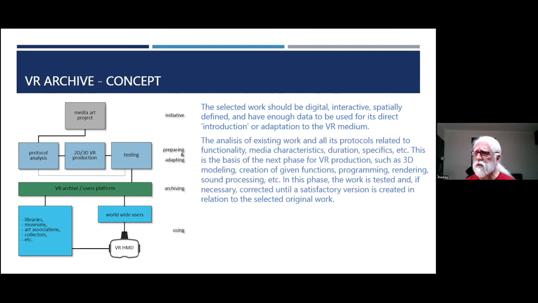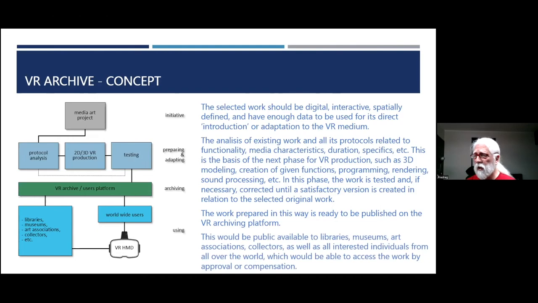The analysis of existing work and all its protocols related to functionality, media characteristics, duration, specifics, etc. This is the basis of the next phase of VR production, such as 3D modeling, creation of given functions, programming, rendering, sound processing, etc. In this phase, the work is tested and, if necessary, corrected until a satisfactory version is created in relation to the selected original work. The work prepared in this way is ready to be published on the VR archiving platform. This will be publicly available to libraries, museums, art association collectors, as well as to all interested individuals from all over the world, who will be able to access the work by approval or some compensation.